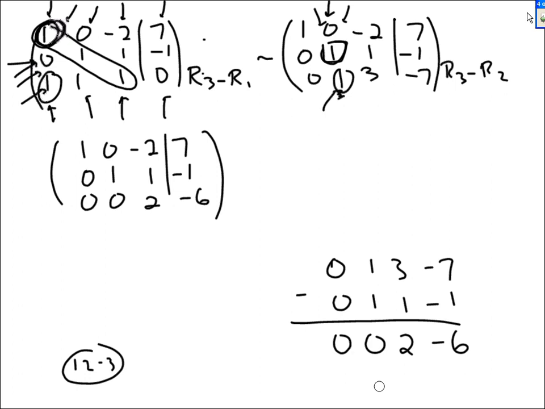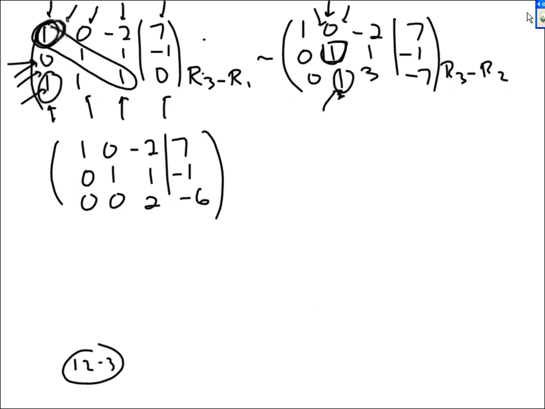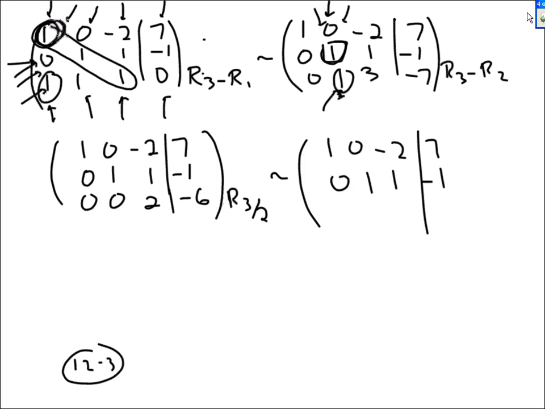And here's a case where I can make the numbers smaller by dividing. In row 3, all the numbers are even. You can divide by 2. Row 3 divided by 2. So row 1, no need to change. Row 2 does not change. Row 3 is that. Divided each of the 4 entries in row 3 by 2.